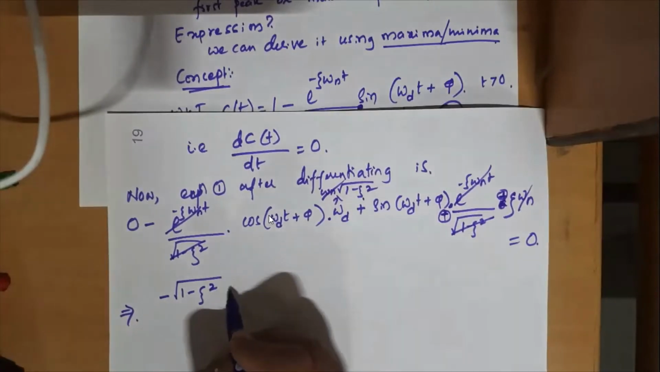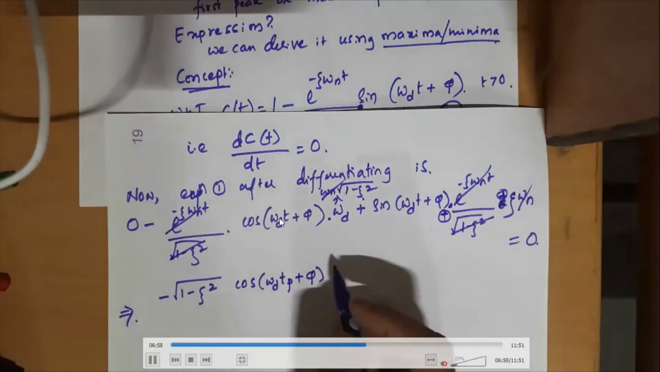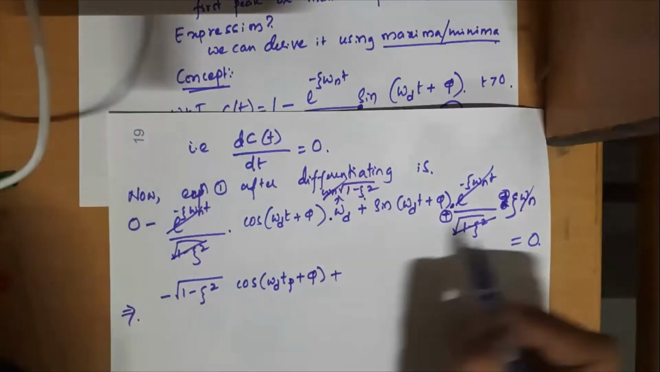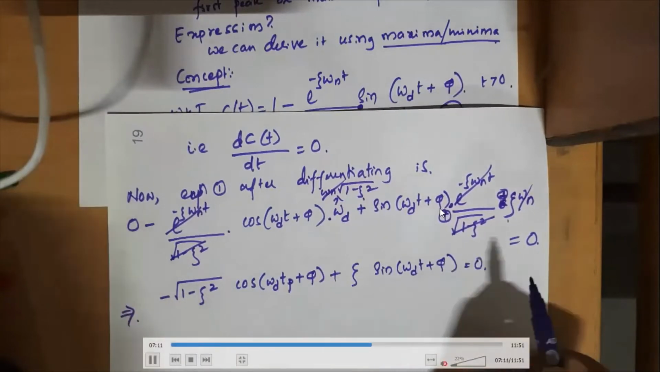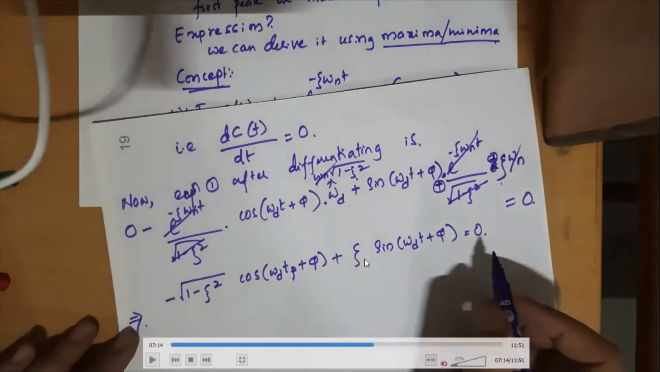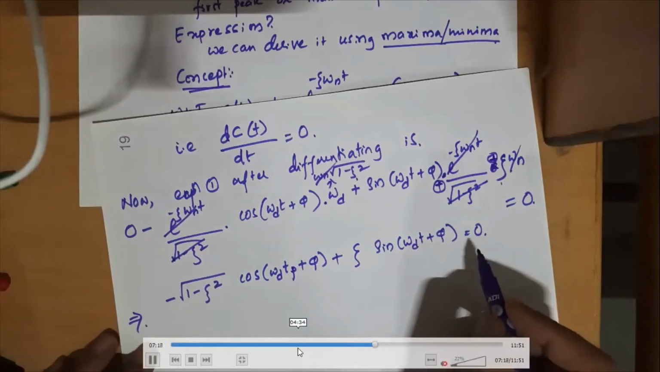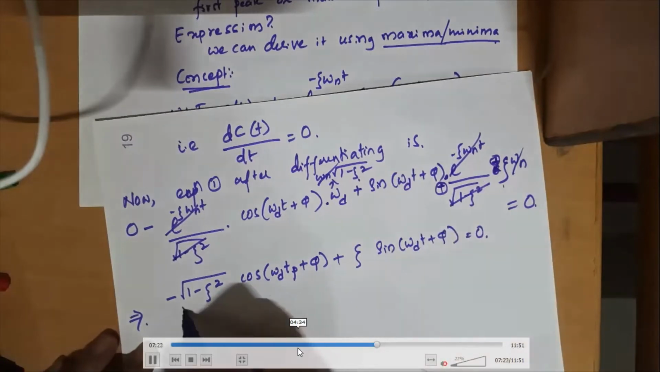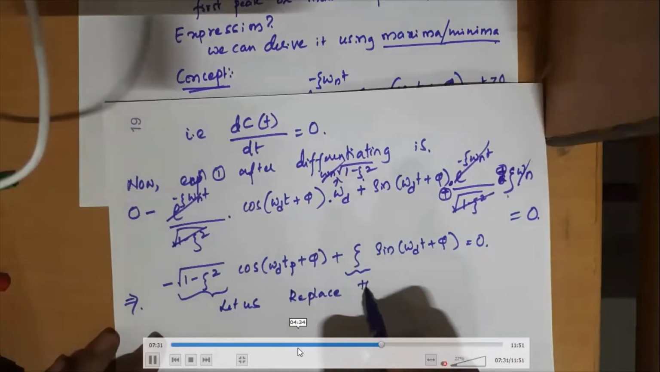So what is remaining? This square root of 1 minus zeta square is remaining. And then keep cos as it is. Then plus zeta is remaining here, zeta sin of omega d t plus phi, equal to 0. So now I have replaced t with Tp. We have to replace t with Tp because maxima or minima occurs only with this condition. So that's it. Now we need to simplify this expression to find Tp.